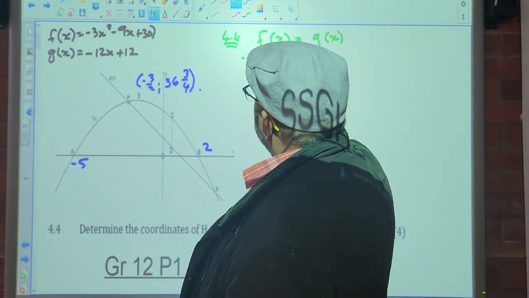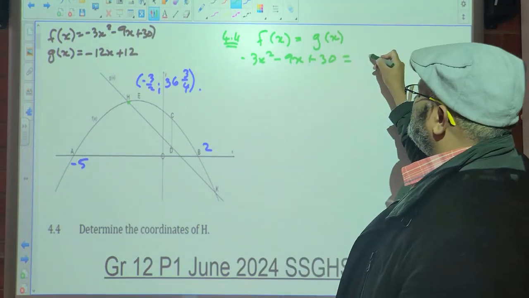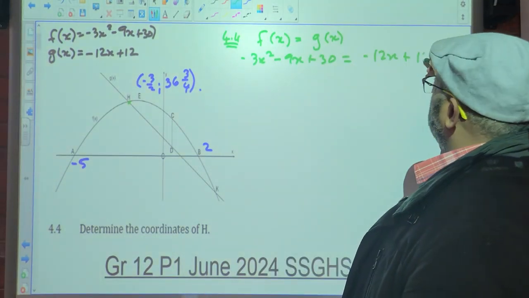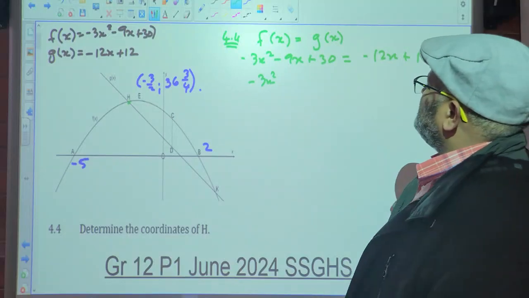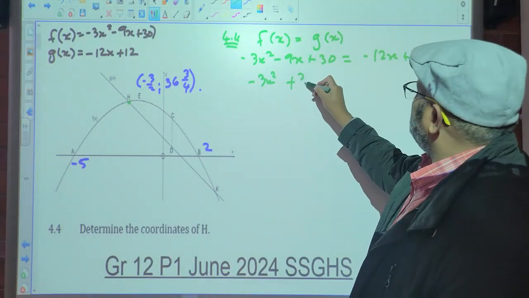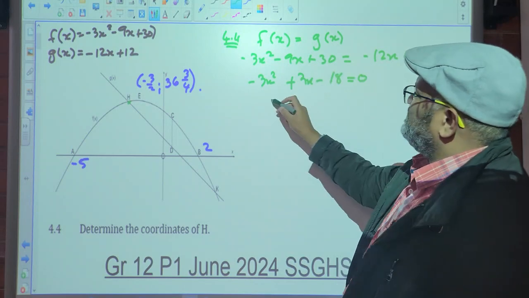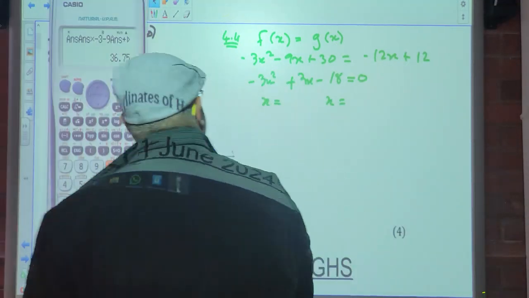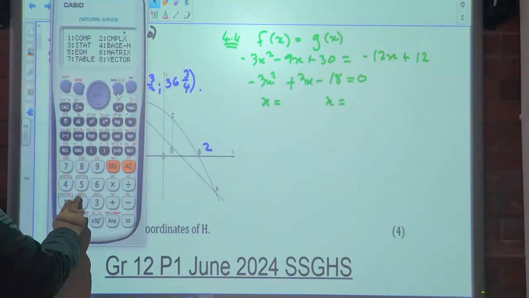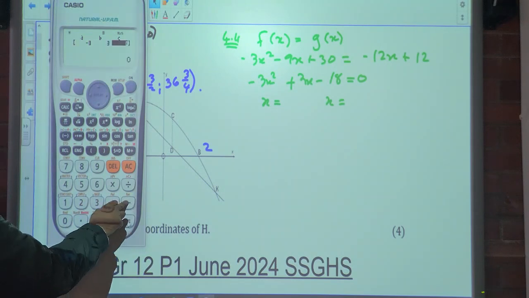So it's going to be negative 3x squared minus 9x plus 30 is equal to negative 12x plus 12. Take everything to one side, so it's negative 3x squared, negative 9x plus 12 is plus 3x, and 30 minus 12 is negative 18, is equal to 0. Again, many ways of solving this sum here. I'm just going to go the easy way on the calculator. It's going to be negative 3, 3 and negative 18.